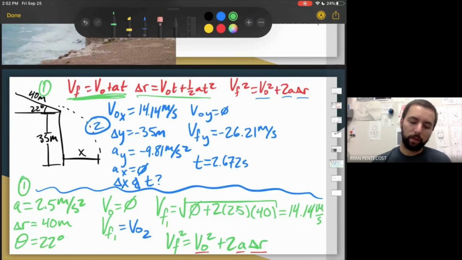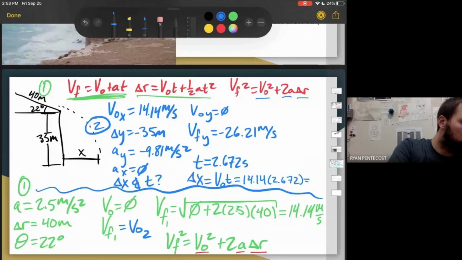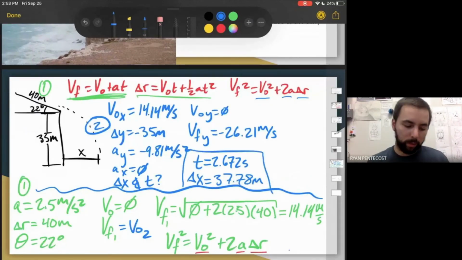And then we will use that time to find delta x using the second orange, right? We have time, acceleration is 0, so that actually just goes away. So then we have v naught, which is 14.14 times our time. So let's do that. All right, delta x equals v naught t plus 1/2 at squared. Acceleration is 0, so that can all go away. So we have 14.14 times the time, which is 2.672. So we take 2.672 times 14.14. We've got 37.78, which sounds about right because it's 35 meters up. 37.78 meters, that's not an extreme number. That's not something that we really need to start doubting. So that is going to be our answer for that problem.